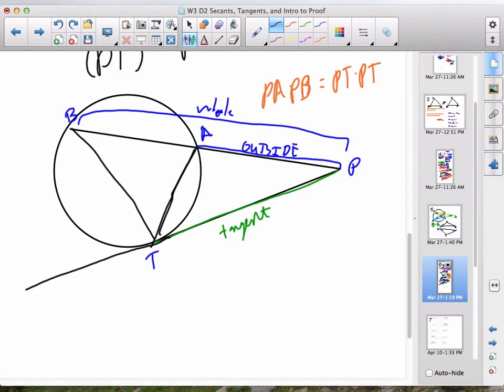All right. Someone might be saying, hey, what's the point? Well, let's do an example problem here and find out.